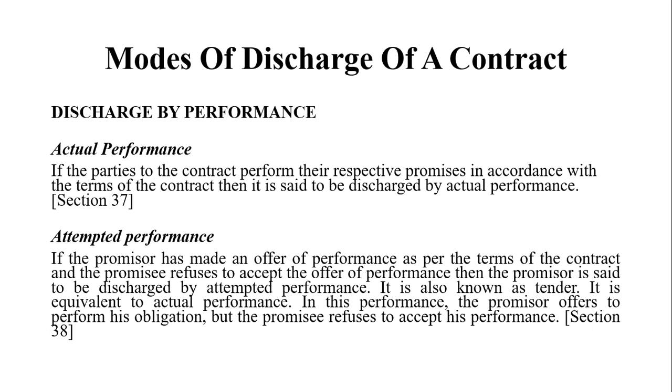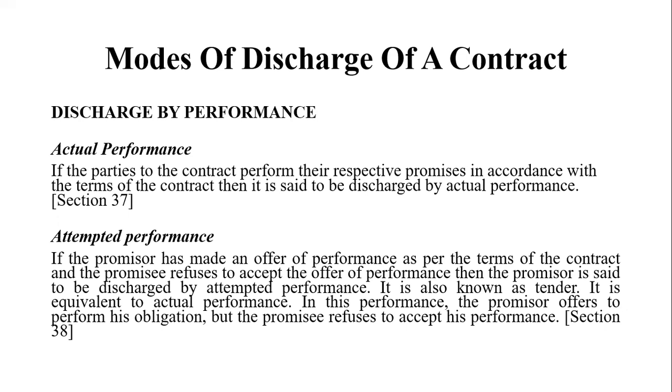Like Mr. A promised Mr. B to deliver 1,000 goods against rupees 1 lakh. So Mr. B offered Mr. A, please perform, deliver 1,000 goods, then I will pay this sum of money. Now Mr. A refused to deliver the goods for some reason. This is called attempted performance by Mr. B, which is equivalent to actual performance. If Mr. A has refused to deliver the goods to Mr. B, it means the contract has been discharged because the attempted performance has been done by Mr. B and Mr. A has refused to perform.